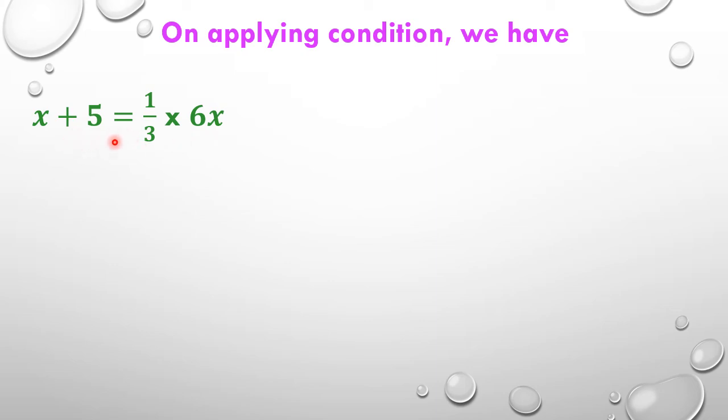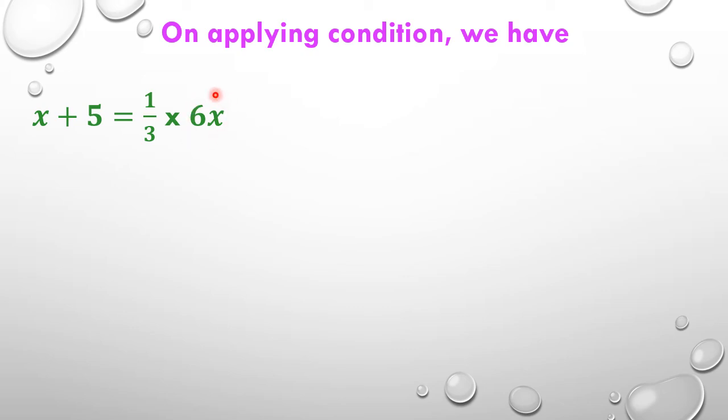The condition is a little bit tricky. On the LHS, we have one age which is after 5 years, and on the RHS, we have an age which is the present age. So let me again repeat the statement. The age of Shobu after 5 years is equal to 1/3 of his mother's present age.